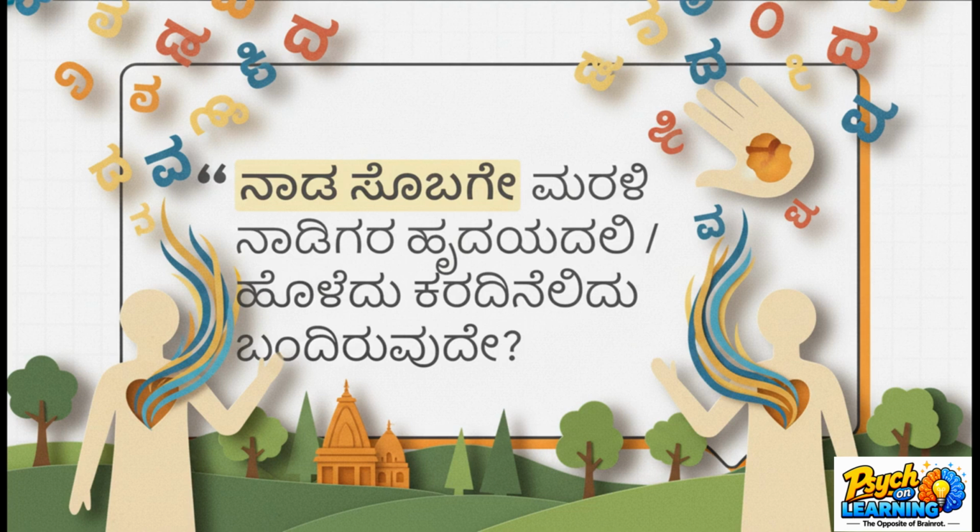Nada subage marali nadigara hridayadalli holedu karadin nelidu bandiruvude? This means, has the beauty of our land returned to the hearts of its people and poured out through their hands? Think about a time when you drew a picture just because you felt really happy. The poet feels that the natural beauty of the Kannada land entered the hearts of the people and then just naturally flowed right out through their fingers to create these beautiful letters.